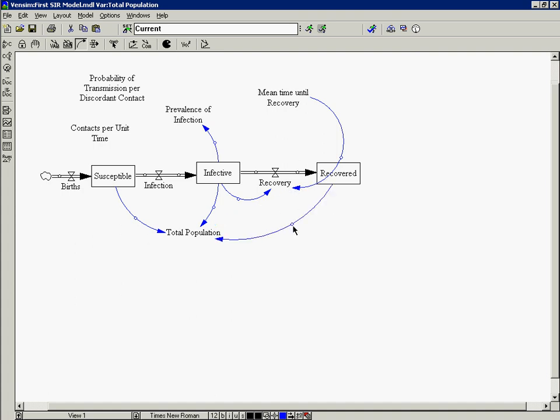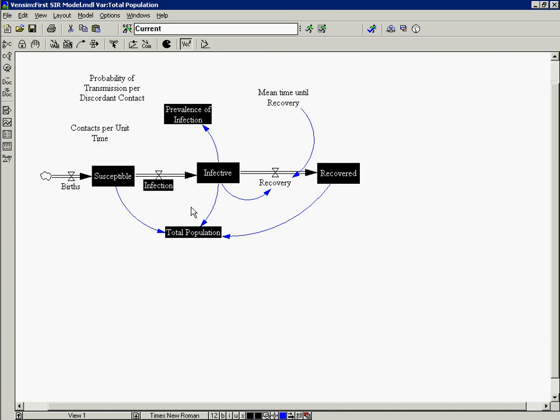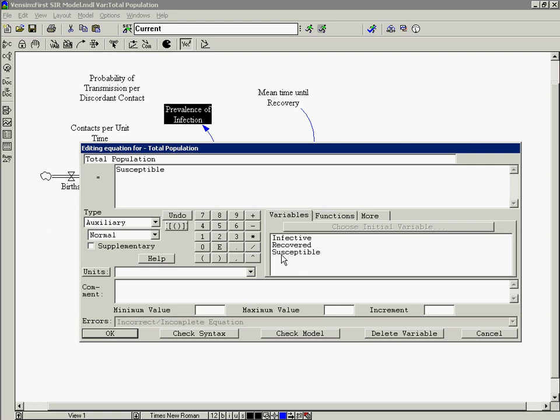There we go. Susceptible plus infective plus recovered. Okay? Now that we've hitched it up, it's a happy camper. It will let us do that.